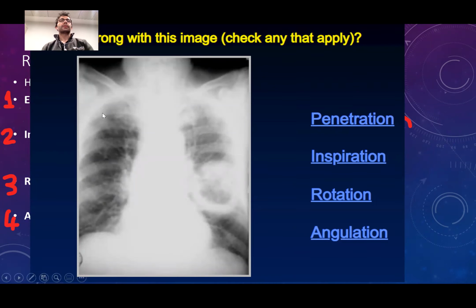Here's another one. When I count the ribs, 1, 2, 3, 4, 5, 6, it's actually good inspiration. The dosing is terrible. I can hardly understand the rotation, but it looks okay to my eye. But when I look at the angulation, it is covering up the apex. I cannot see the apex clearly, it's superposing. So the angulation is bad, rotation is good, inspiration is good, penetration is terrible. It's basically it.